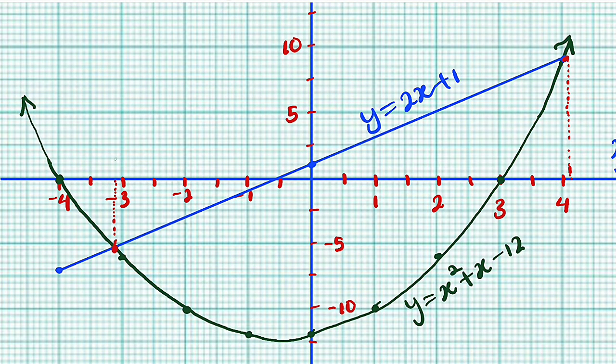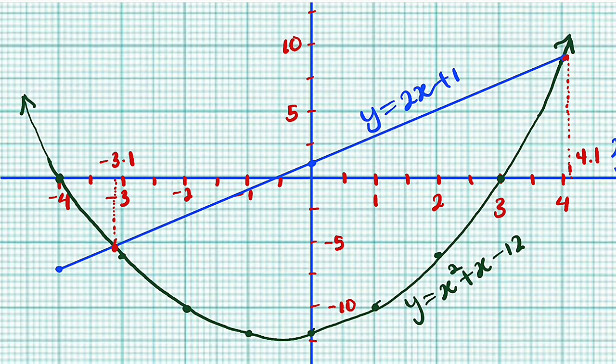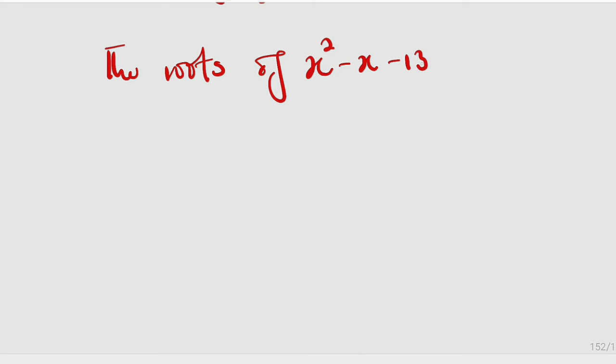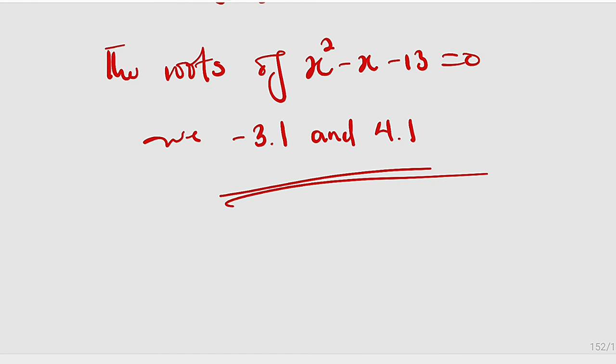And you can see that we have negative 3.1 something, and we have 4.1 something. So we can clearly say that the roots of x squared minus x minus 13 equal to 0 are negative 3.1 and 4.1 approximately. These are the roots.